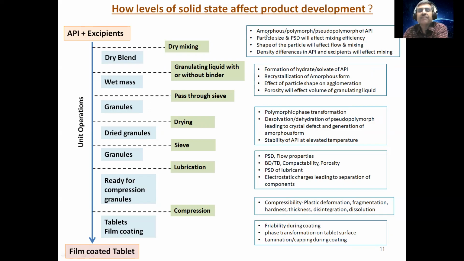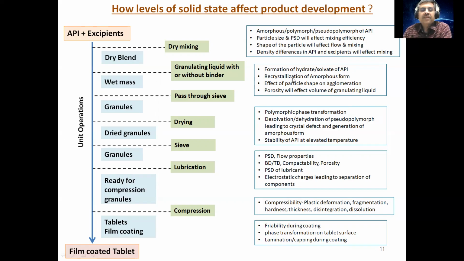At the stage of the dry mixing, amorphous form, polymorphic form, and pseudopolymorphic form of the API will have an implication because they will have different surface properties and different flow properties. Similarly, at the particle level, the particle size and particle size distribution will affect the mixing efficiency. As we all know, it is always easier to mix the larger particles as compared to the smaller particles. Shape of the particle will affect flow and mixing. Density differences between the API and the excipient will affect the mixing efficiency and their separation tendency as well.